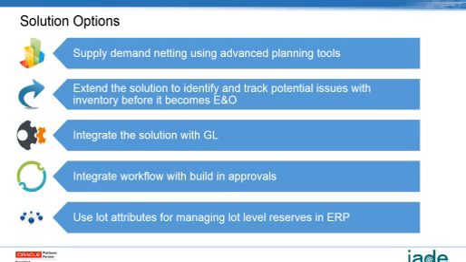Integrate the solution with GL. You can create some kind of integration with GL directly, so you can push the E&O data, E&O provisions, the net change in your E&O provisions directly to GL, along with the details. The built-in approval process basically provides you a workflow. You can always configure it and maintain it and reconfigure it as you need to. And in ERP itself, you can manage lot level reserves and make use of some attributes that you can pull into this solution and use some other reserves also on top of E&O. So you can basically do some pre-processing using lot attributes.